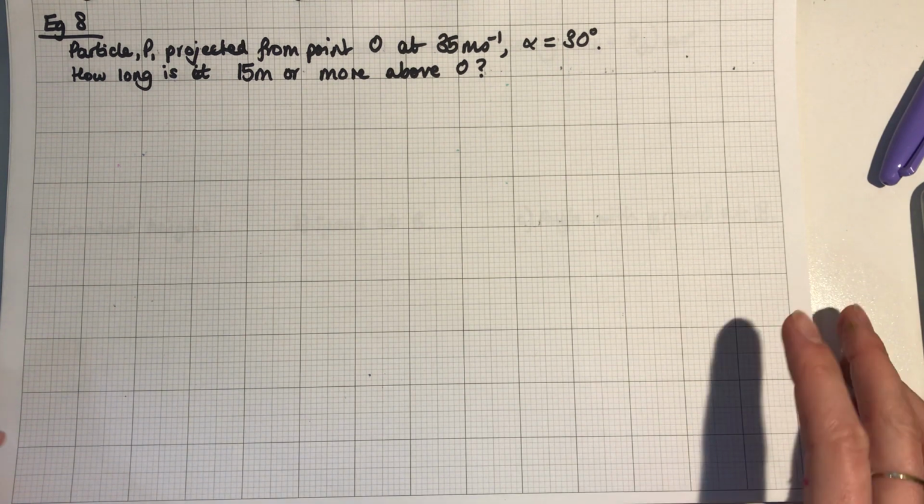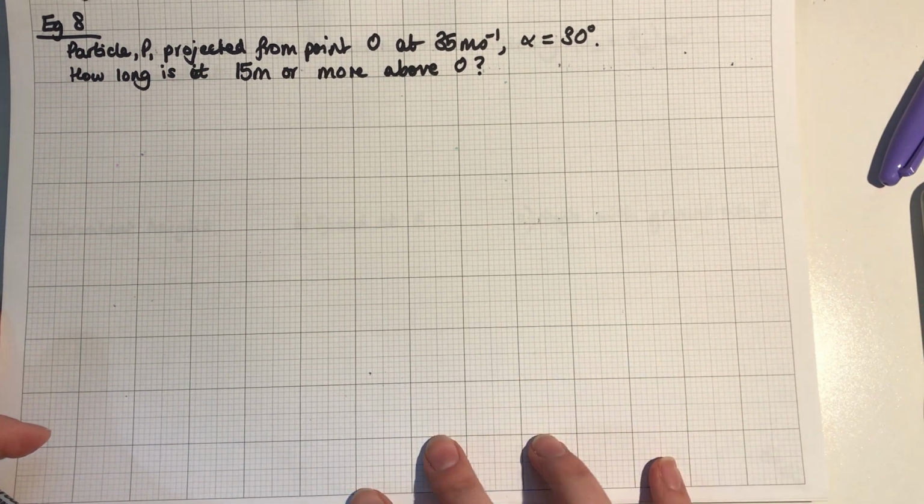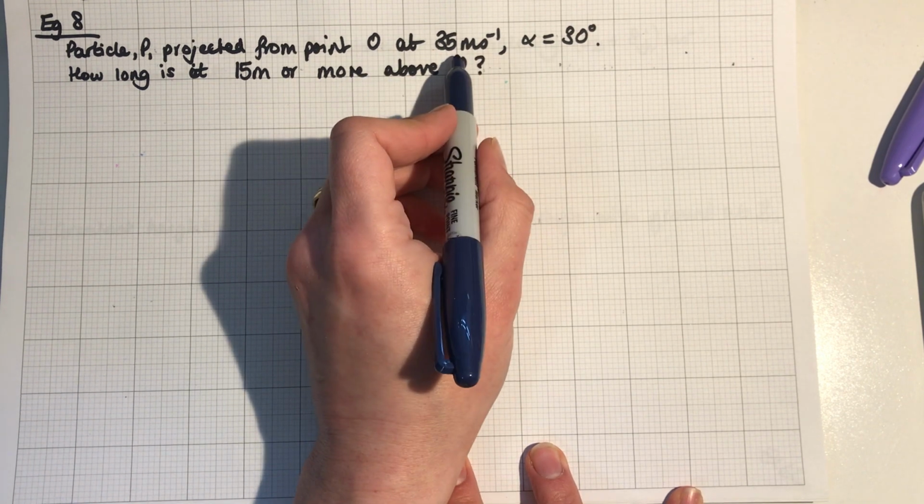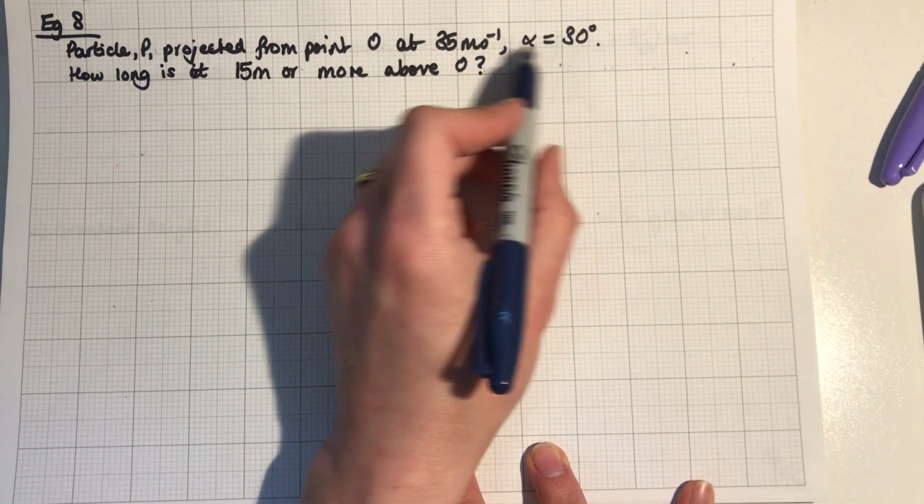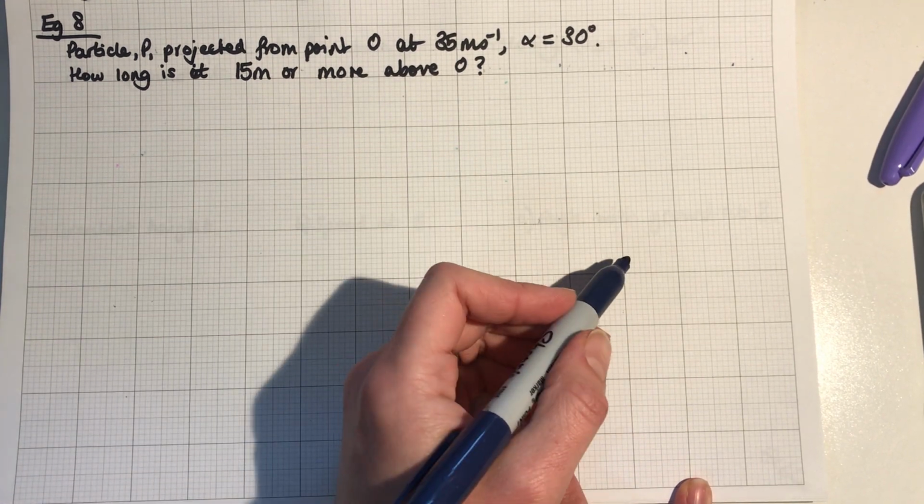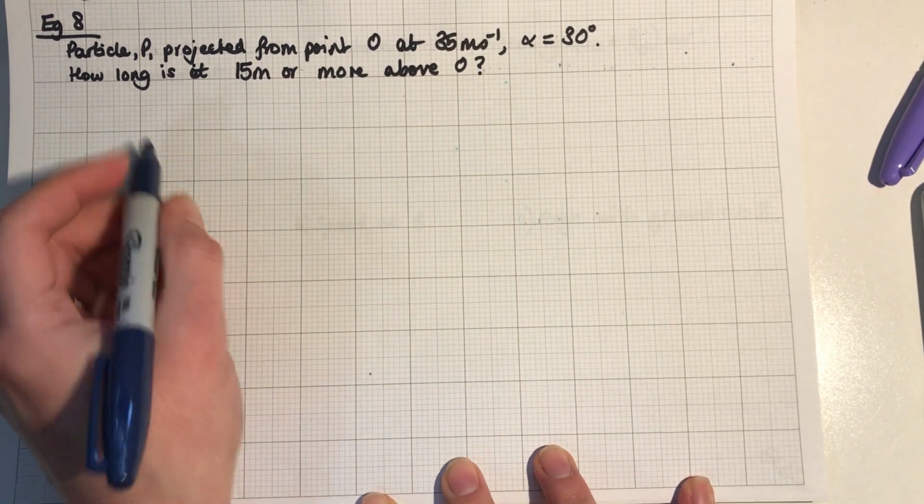Example 8, we have now got a little bit more to think about on this one. We've got a particle P projected from a point O at 35 metres per second, an angle of elevation of 30. How long is it 15 metres or more above O? Let's think about what this is asking us.